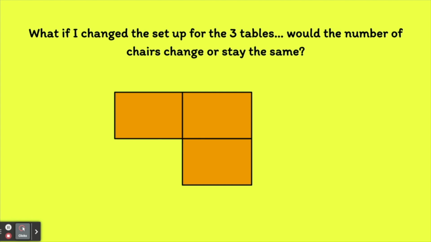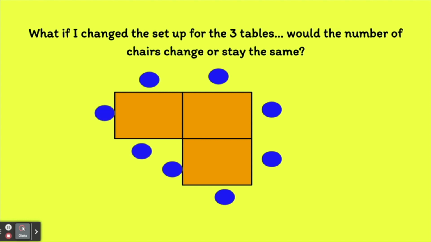All right, so if you look here, we don't have them just straight across in a row. We have 2 up top and then 1 underneath. Maybe this is how the restaurant had to try to fit these tables in. So we know that we still have to fit the chairs around the outside. So we have 1 chair, 2, 3, 4, 5, 6, 7, 8. So did the number of chairs change? Nope. We would still need 8 chairs.